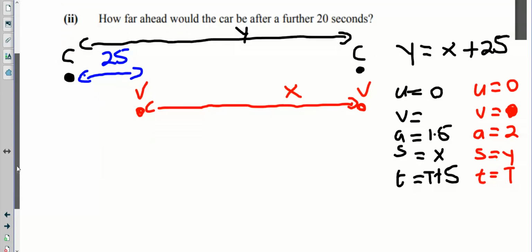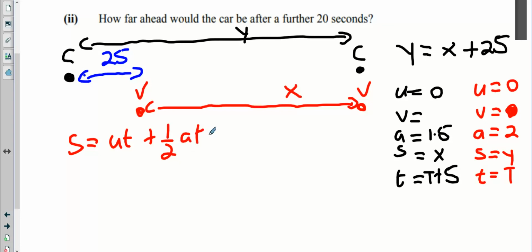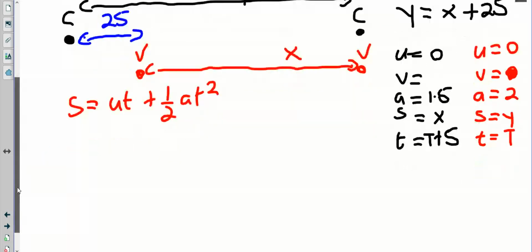Now, should I use v squared equals u squared plus 2as? No, v value, right? Bad choice. Anything with v is a bad choice. What's the only thing that's left over? ut plus a half at squared. You cool with that? Okay. Now what do we do now?